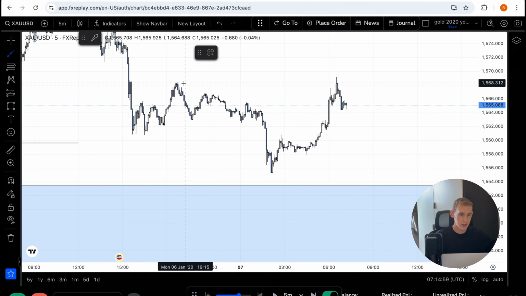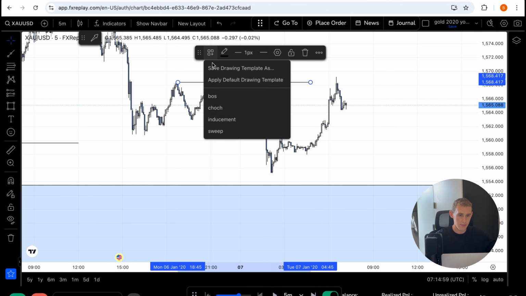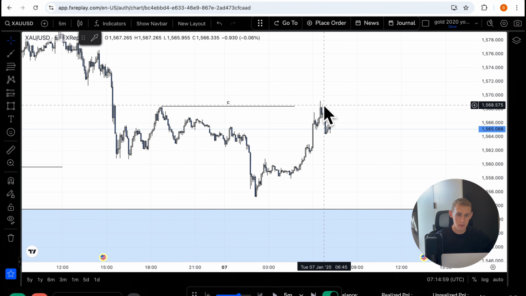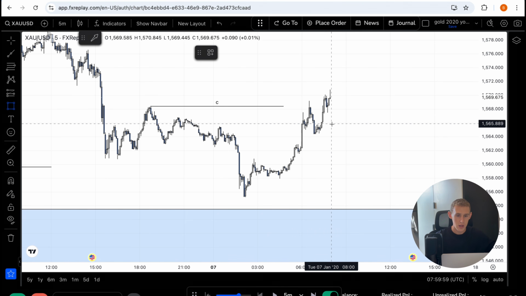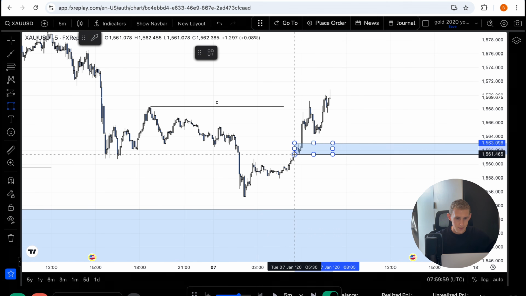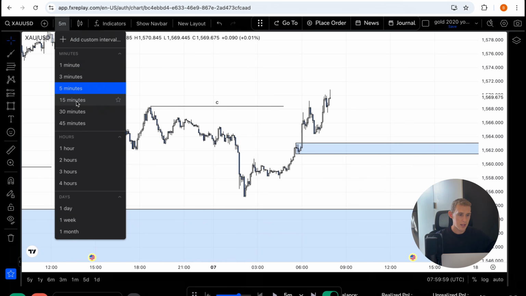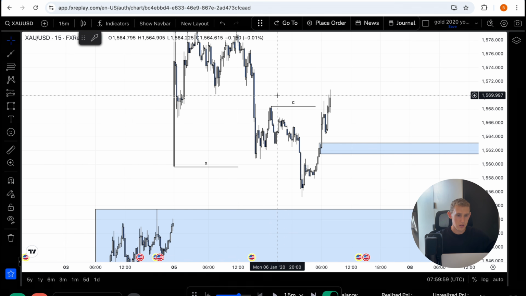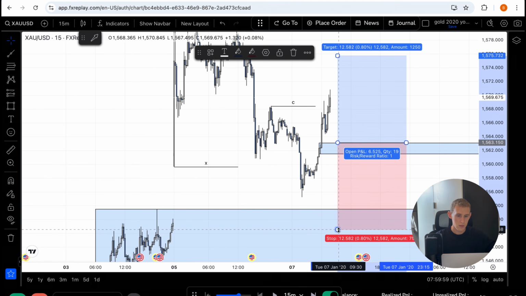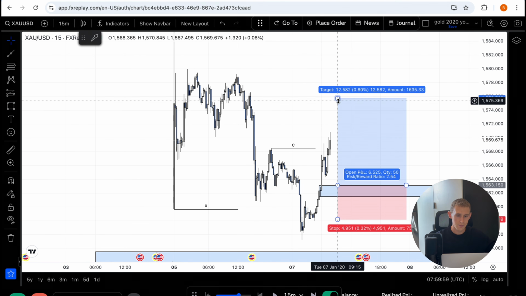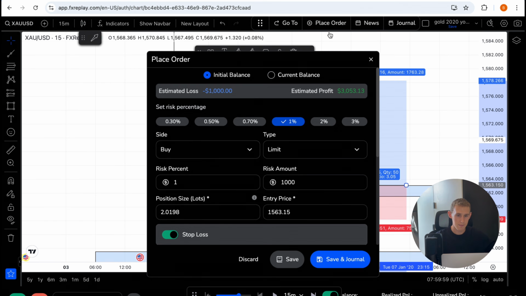So if it can close above this, that would be a valid change of character. At the moment, we've only seen a wick above, so it's not quite valid for me. Right, there we go. Now we've seen a closure above. We have this area of discounted demand. I'm going to set my limit on this area, stops a little bit below, 1 to 3 TP.